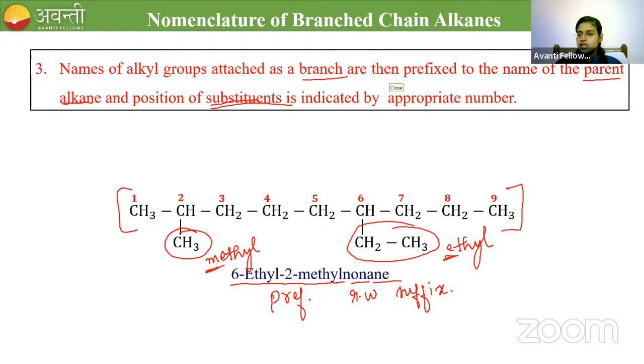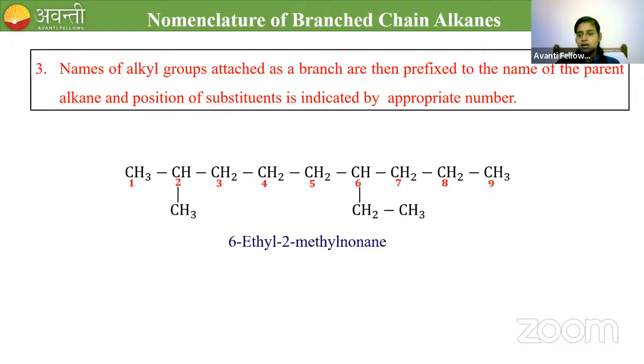Okay, now let's go ahead with the next rule. Ethyl is attached to the sixth carbon, so that's why it is named 6-ethyl, and methyl is attached to the second carbon, so it is 2-methyl. So this is rule number 3. The numbering is from 1 to 9.